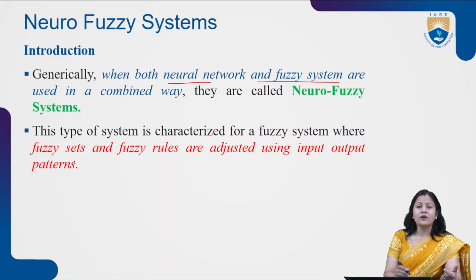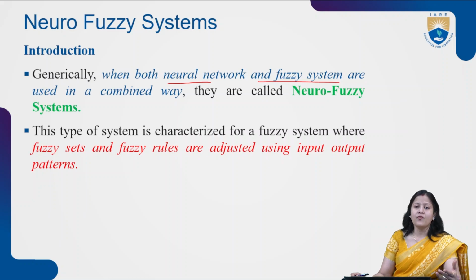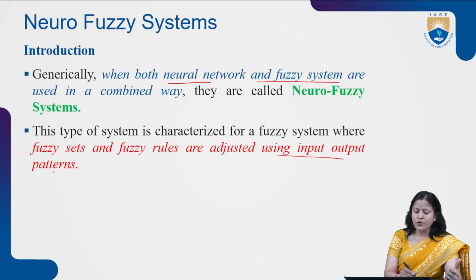We already know what a fuzzy set is. A fuzzy set is related to mathematical set operations where union, intersection and complement can be performed. The fuzzy controller consists of fuzzy rules, which are defined by experts using if-then conditions. Both fuzzy sets and fuzzy rules can be adjusted using the input-output pattern.